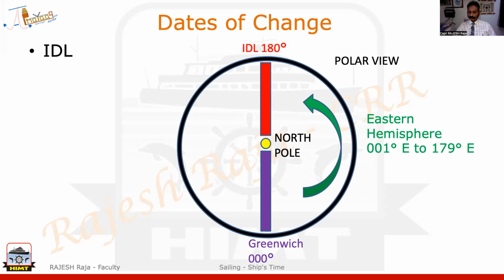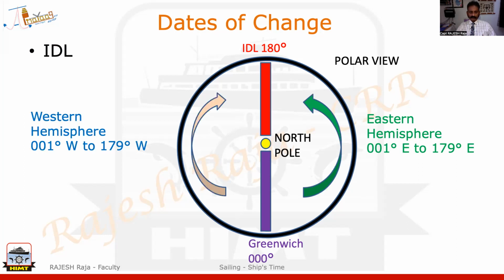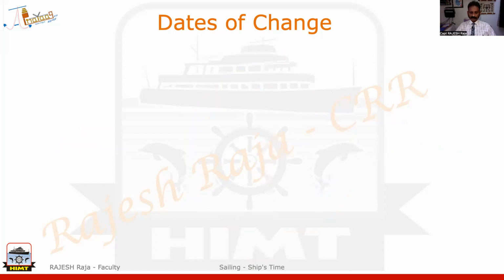Just because 0 and 180 are exactly the longitudes, there's no need for you to mention east or west. They are kind of reference points, so you need not call it east or west. Similarly, on the Western Hemisphere, I marked 1 to 179 west. So this is what you should remember. If you ever get confused, this polar diagram is always good to guide you.